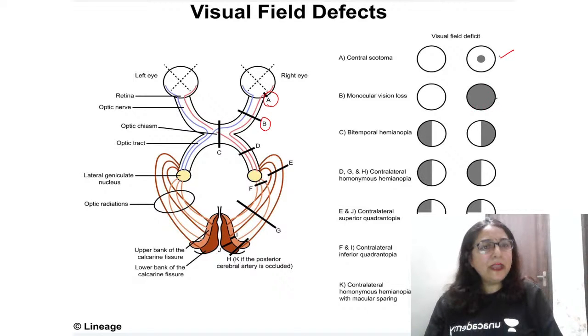It may involve as a central or centrocecal scotoma or complete field loss on the same side of the lesion.